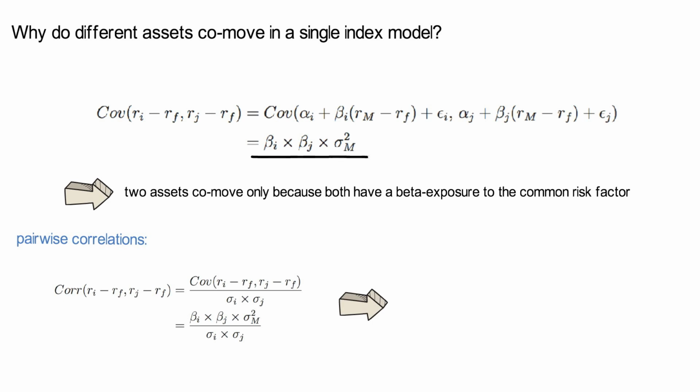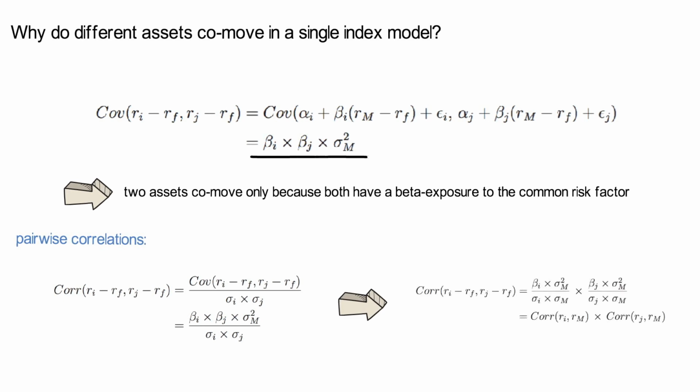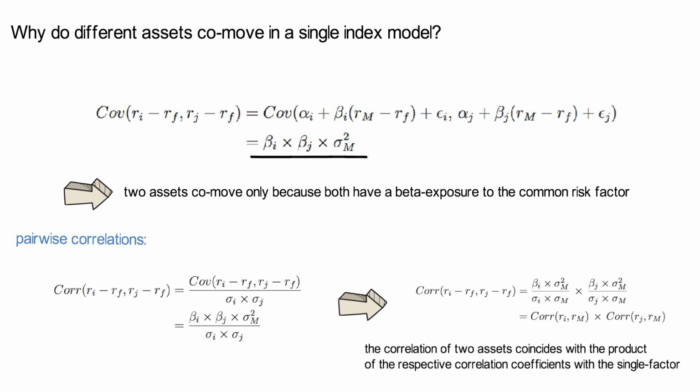Now what we do is multiply the numerator and the denominator by sigma square m. That gives us that the correlation between both assets consists of these two products. And you can rewrite that as the product of both correlations. That last equation states that the correlation of two assets within that single index model coincides with the product of the respective correlation coefficients with the single factor.